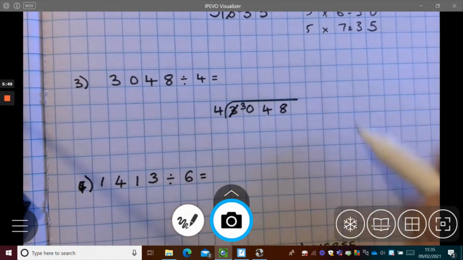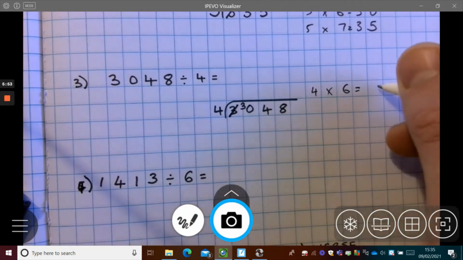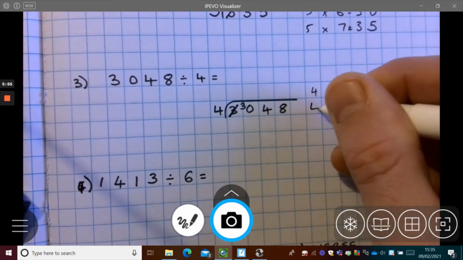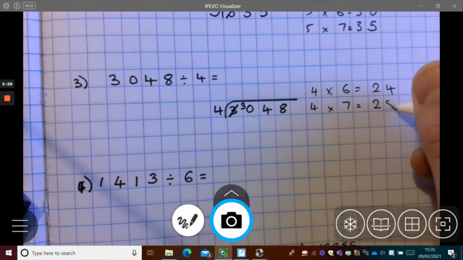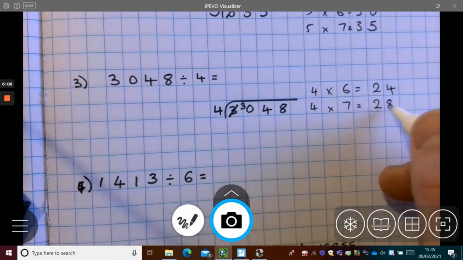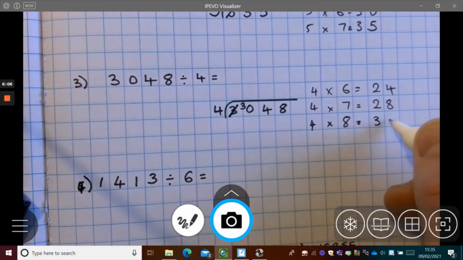So I could either write out my whole 4 times table, or I can think about ones that I know. I know 4 times 6 is 24. I know that 4 times 7 is 28. Okay, it's going to keep going. I think it's going to be this one, isn't it? I know that 4 times 8 is 32.